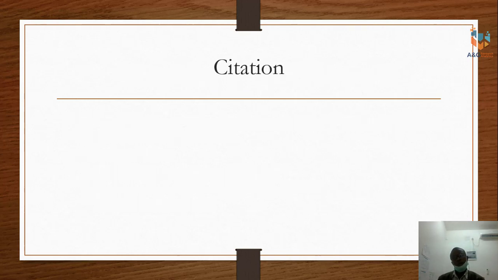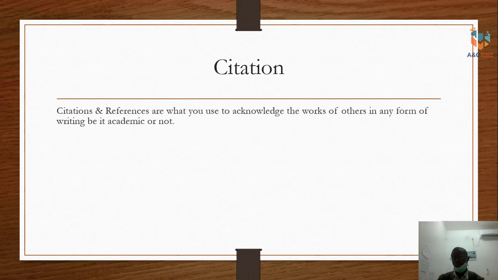Alright, so before we go forward, it is good for us to remind ourselves what citation is all about. I remember we talked about this yesterday, but let's talk about it again briefly. The very first thing is that citations and references are what you use to acknowledge the work of others in any form of writing, be it academic or not. So we are academic students, and our goal as an organization and as people who love research is to help students understand the value of acknowledging the work of other people, irrespective of whether it's academic or not.